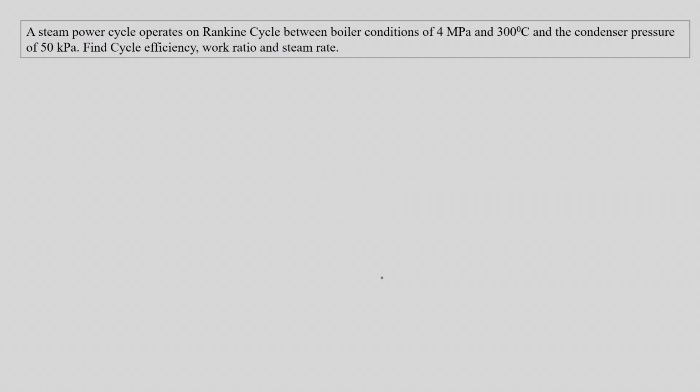Welcome to the class. Today we will talk about the examples related to steam power cycle, which is actually the Rankine cycle for us. So the first example says that a steam power cycle operates on Rankine cycle between boiler conditions of 4 megapascal and 300 degrees Celsius and the condenser pressure of 50 kilopascal. Find cycle efficiency, work ratio and steam rate.